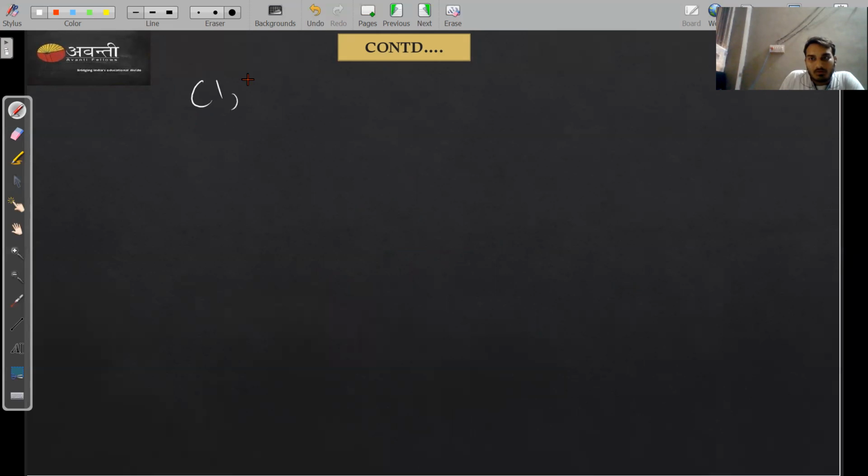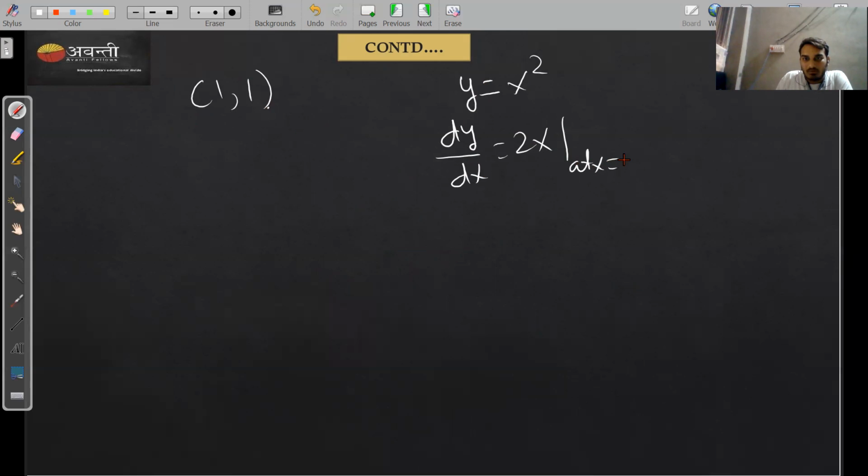So what is the point of intersection? 1 comma 1, right? So for y equal to x square, dy by dx is 2x, and at x is equal to 1, it is 2. So let's say this is m1.